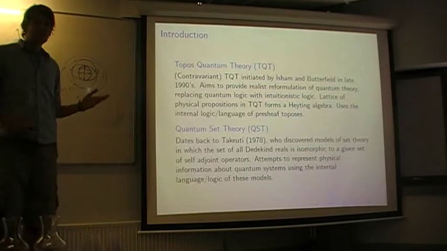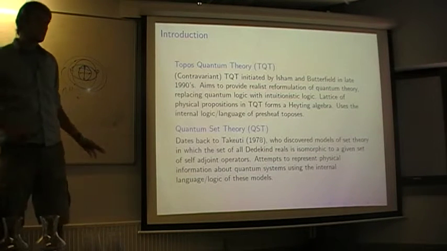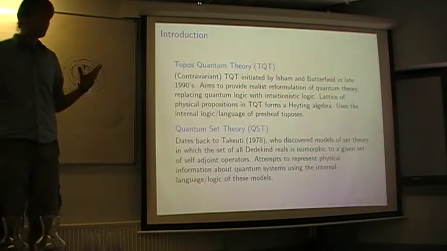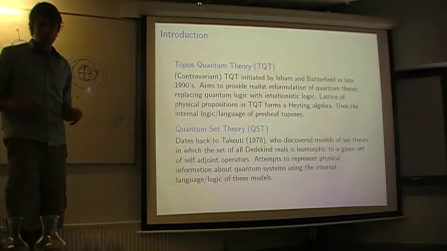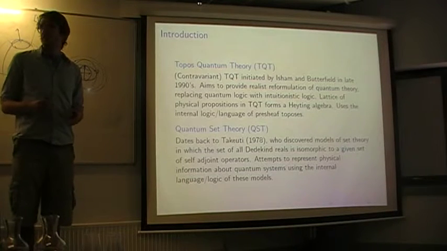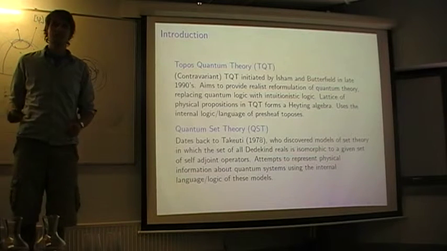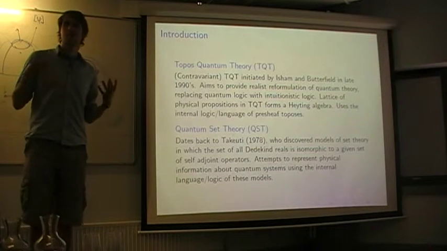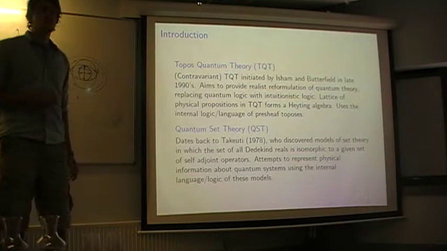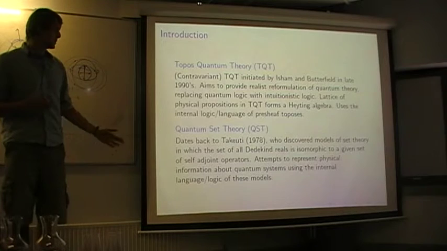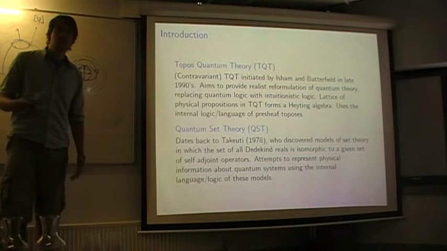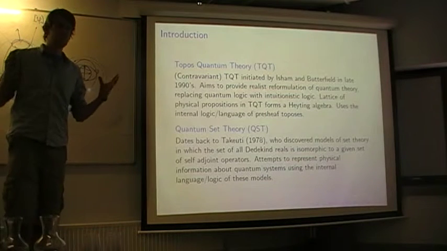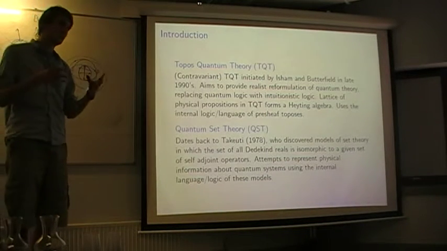And then the other one, that's maybe been less well studied, especially in recent times, is quantum set theory. This goes back to the Japanese mathematician Takeuchi in the 70s. He proved the existence of particular models of set theory in which the real numbers are isomorphic to particular sets of self-adjoint operators. The idea is you can build models of set theory whose real numbers encode some fragments of the physics of particular quantum systems. A few people following on, specifically in recent years Masanao Ozawa, have been trying to use this to build these models and reconstruct a lot of the Hilbert space formalism inside the models. Rather than looking at self-adjoint operators, for example, you just look at the reals inside these particular models.